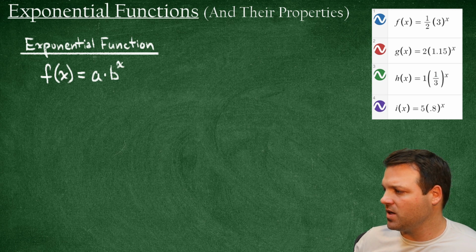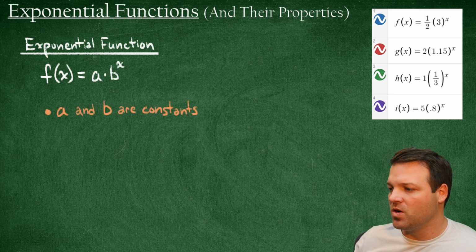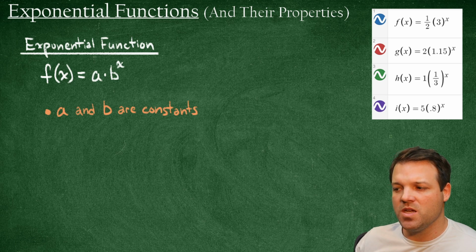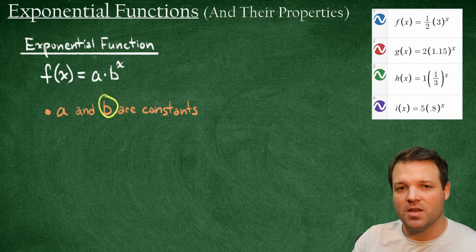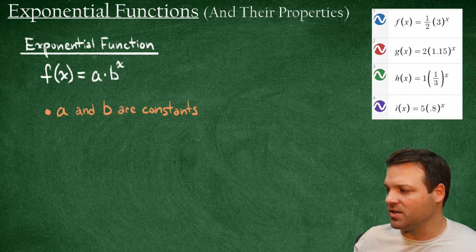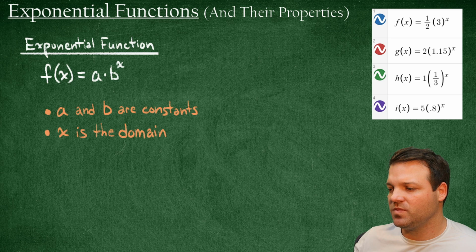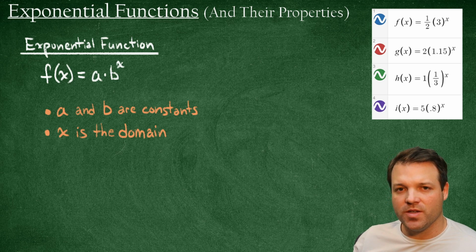Okay, so let's go ahead and talk about what these are. So first of all, a and b are constants. However, a on the outside really just stands for your normal transformation for an a, which is it's going to vertically stretch or shrink and vertically flip this graph. But other than that, it really doesn't do too much. What we're really after here is the b, which is the base, and we'll talk more about that in a second. The x value is the domain.